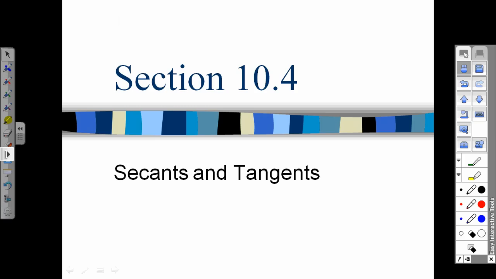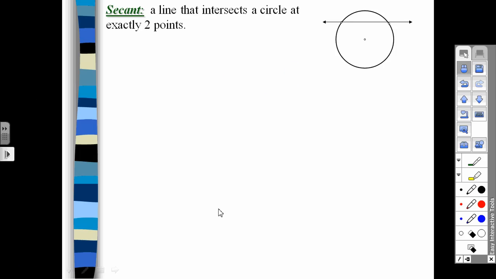Section 10.4, this is a big one, secants and tangents. And this is actually 10.4a, because we're going to break this up into two videos. Okay, so here we go. Lots of definitions in this section.